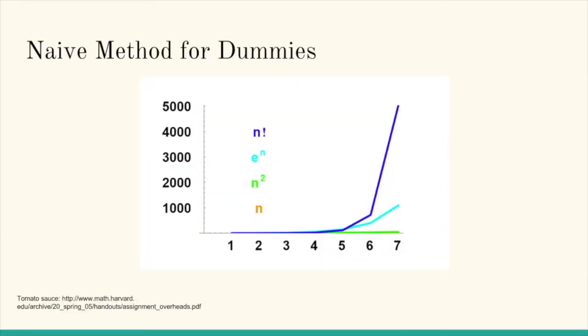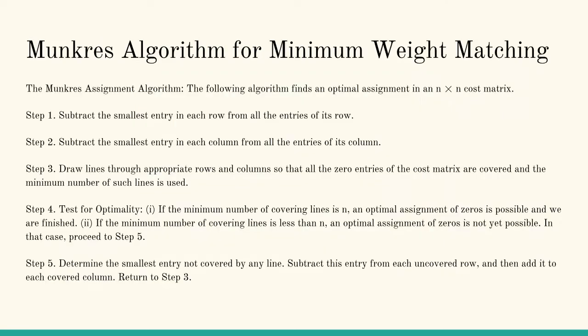You could try every combination of perfect matchings and record the optimum. However, since there exist n factorial combinations of perfect matchings, the naive method would take n factorial time. However, we can do better using the Munkres algorithm. So here's an overview of the algorithm, presented in 5 steps.